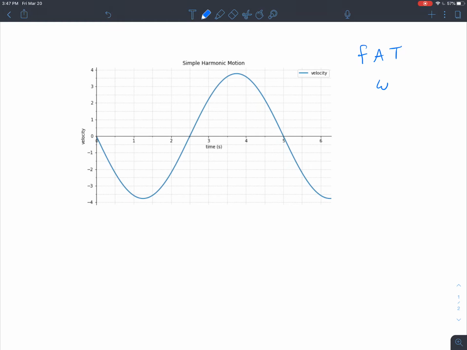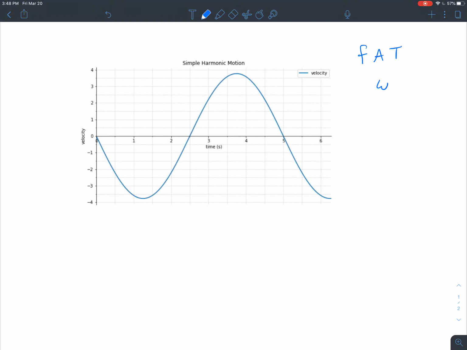Fat omega. Actually, omega 3s are fatty acids, a type of fat. Anyways, that's not physics. That's biology, I guess. Anyways, okay, back on track.